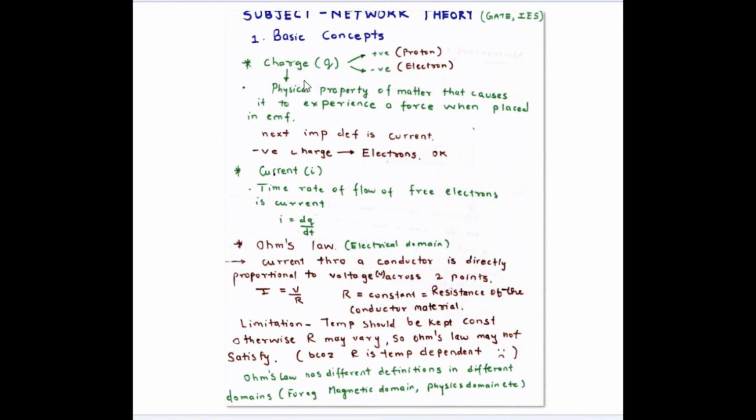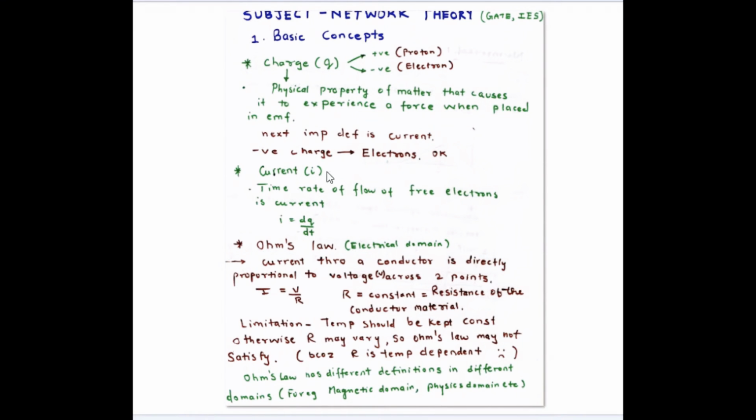This charge is very important as far as current and electrical engineering are concerned, because electrical engineering is all about current. So the basic fundamental thing current is made up of is the charge, especially the electron. The next important definition related to this charge is the current.